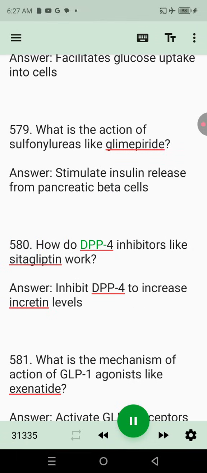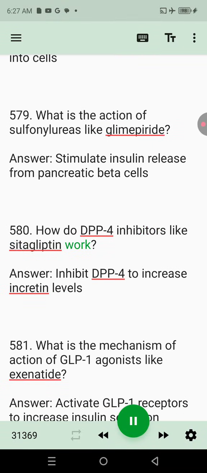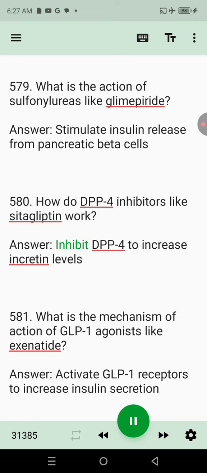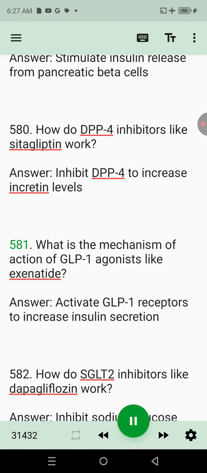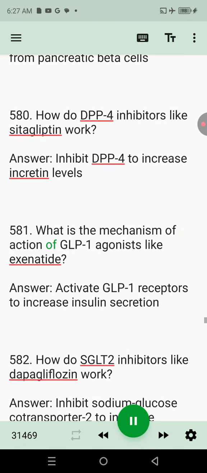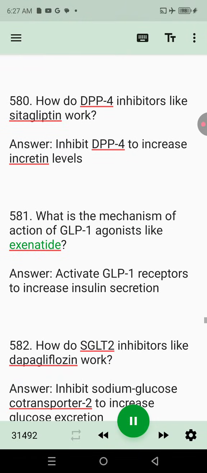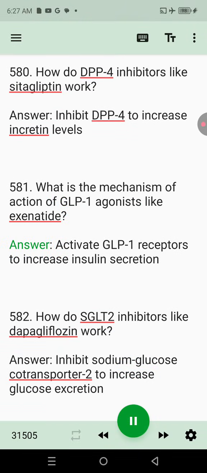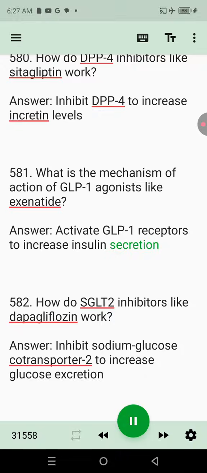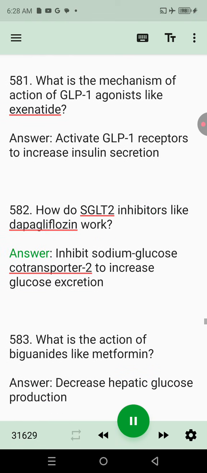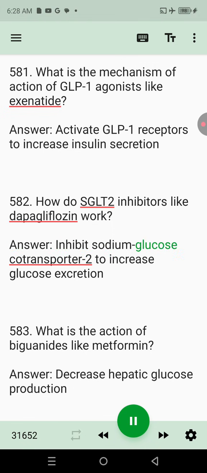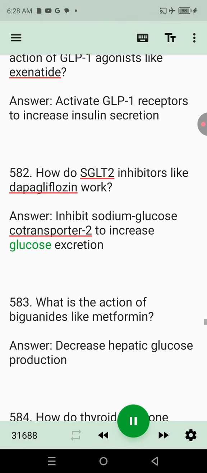580. How do DPP-4 inhibitors like sitagliptin work? Answer. Inhibit DPP-4 to increase incretin levels. 581. What is the mechanism of action of GLP-1 agonists like exenatide? Answer. Activate GLP-1 receptors to increase insulin secretion. 582. How do SGLT2 inhibitors like dapagliflozin work? Answer. Inhibits sodium glucose cotransporter 2 to increase glucose excretion.